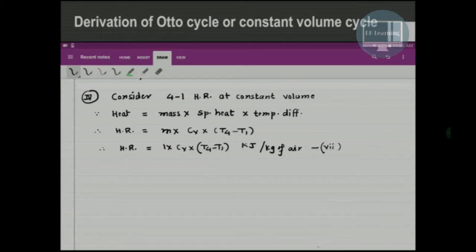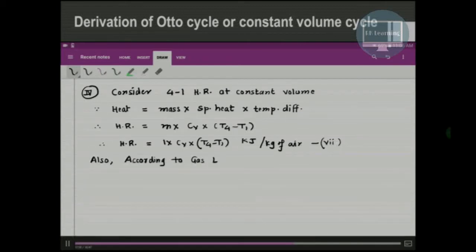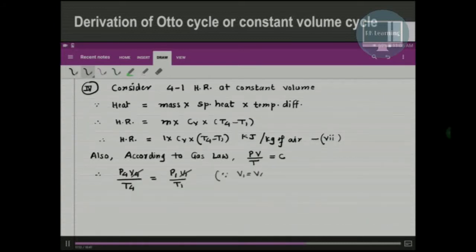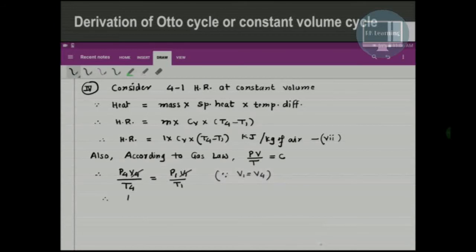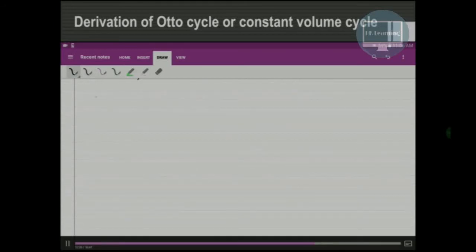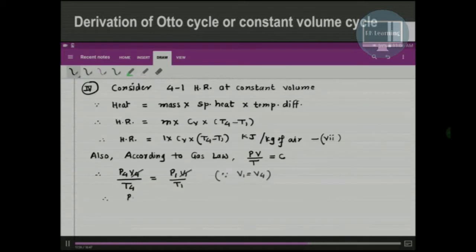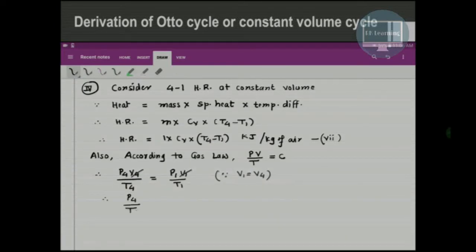So that is our next equation. And finally, if required, we can apply again the gas laws over here. That is PV upon T is equal to constant. And again, V1 and V4 we can cancel out, so that we're left with P4 upon T4 is equal to P1 upon T1. So now the analysis is complete. So this is our 8th equation. So there are 4 processes and each process is having 2 equations.